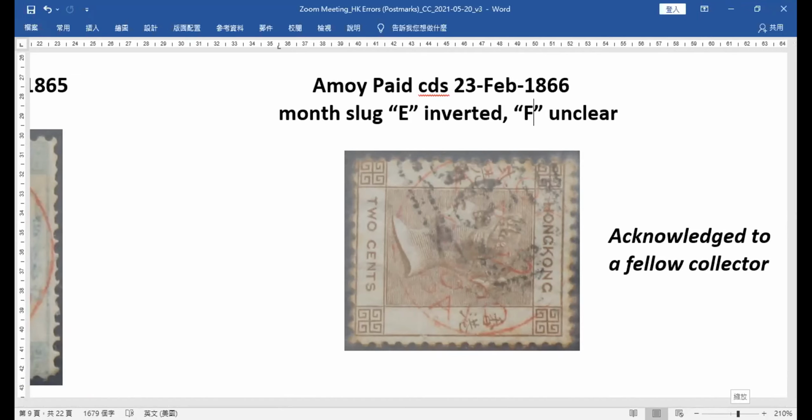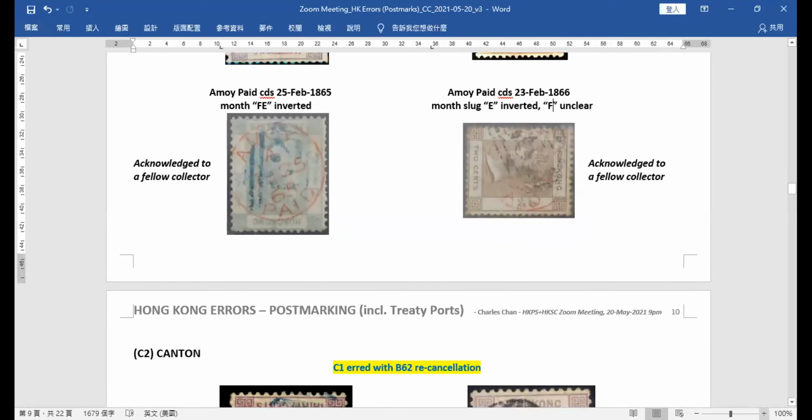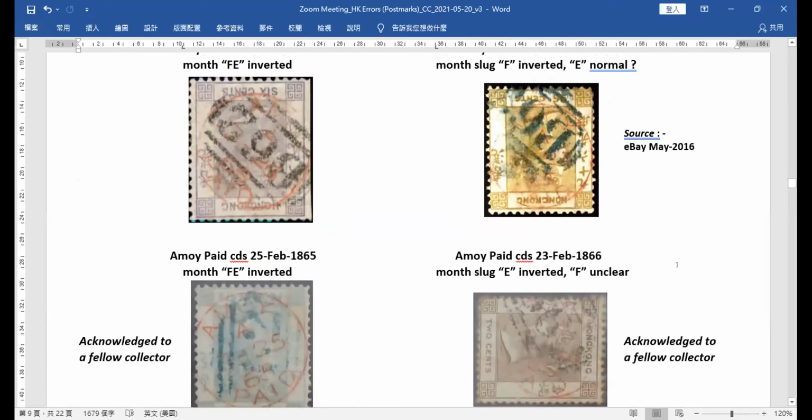Till present, I recorded 4 examples only. Any question for this page?